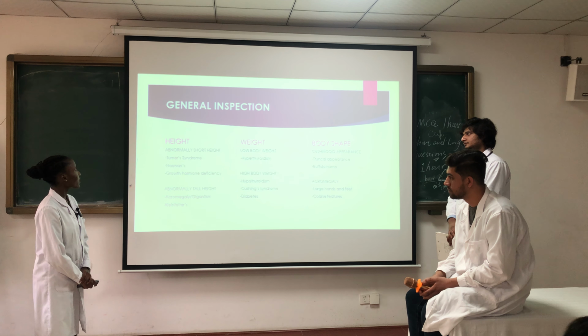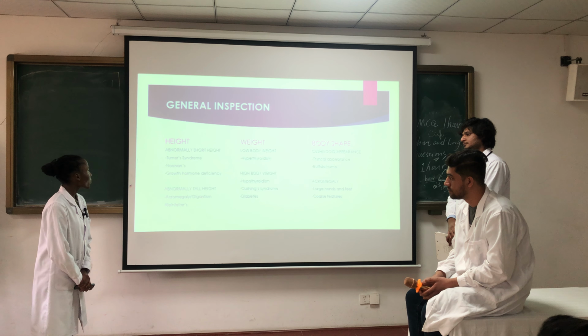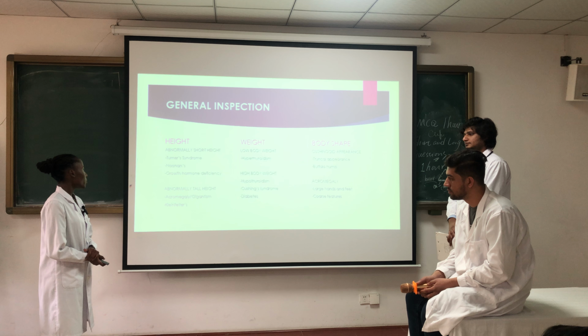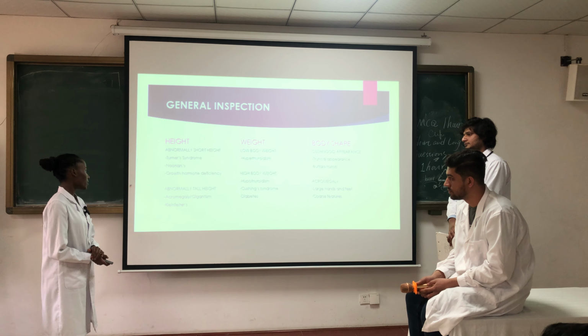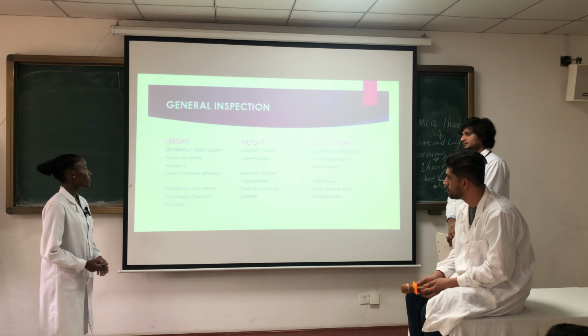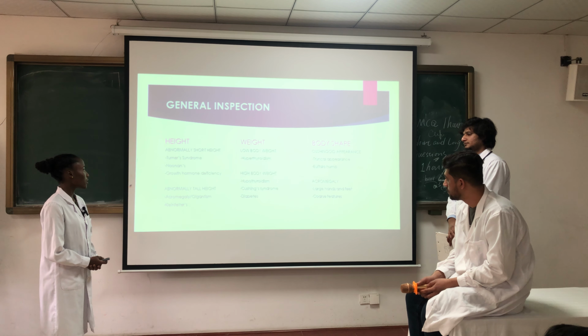For abnormally short height: Turner syndrome, Noonan's, growth hormone deficiency. If you have an abnormally tall height: acromegaly or gigantism, Klinefelter syndrome. For weight, low body weight: hyperthyroidism; high body weight: hypothyroidism, Cushing syndrome, diabetes.